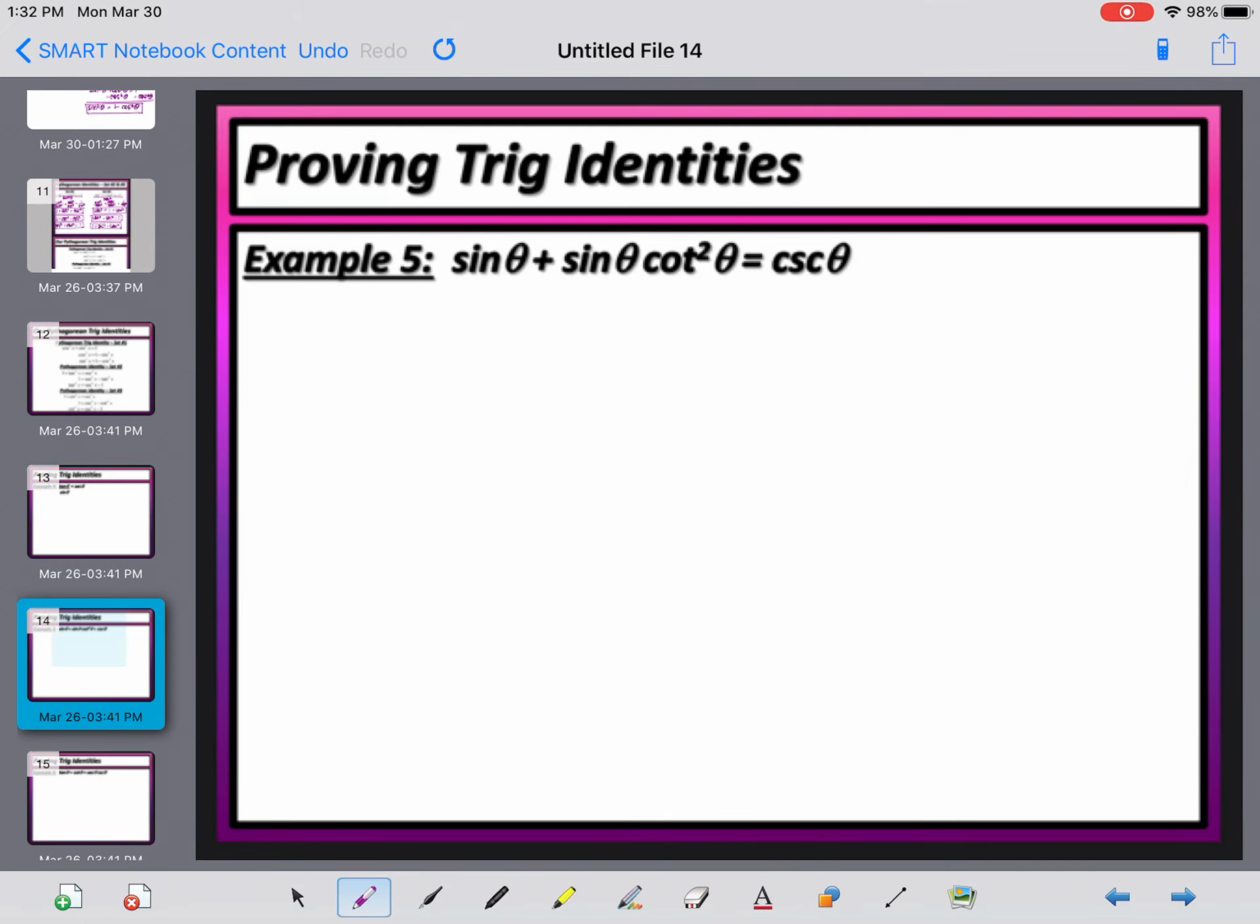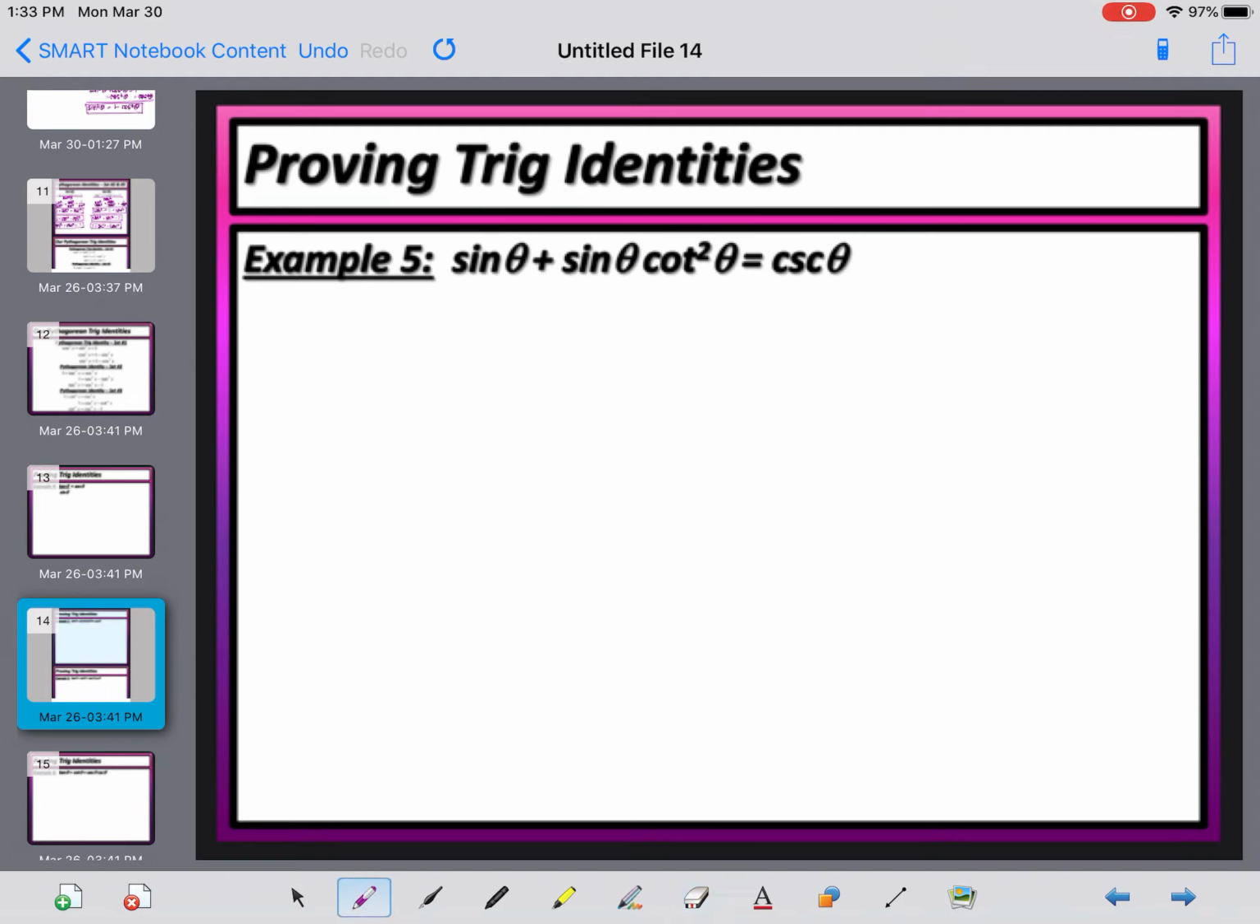All right, so let's try this one, example 5. All right, so I have 2 terms on the left side. That's very clearly the more complicated side. So I'm going to work on that. Now, these obviously aren't like terms, but I see that there's a cotangent squared here. And cotangent squared was in one of my Pythagorean identities.